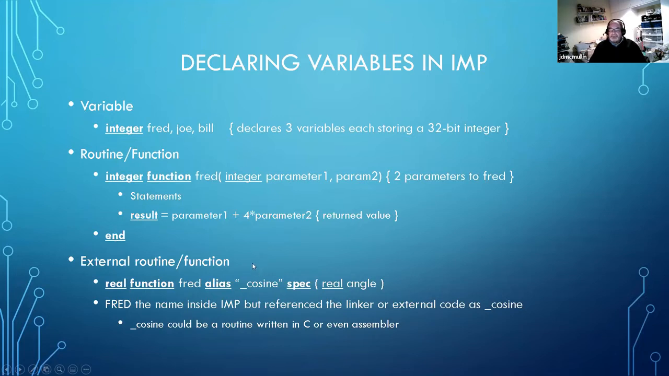You can have external routines or functions called up. So I want to call, inside my program, the routine Fred, and it'll return a real value. It'll take a real number as an angle, but externally it might be known as a cosine function. So Fred is effectively the cosine function, but I don't actually define it or implement it inside the code. I specify that it's going to be there. Fred is a name inside IMP, but the linker or the external code refers to it as underscore cosine. So cosine could be written in C or even assembler.